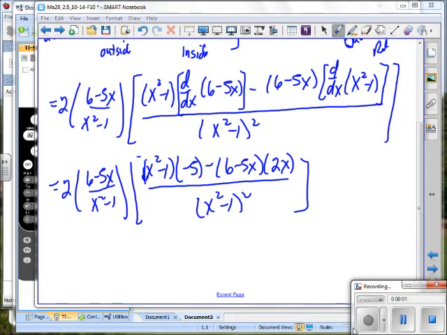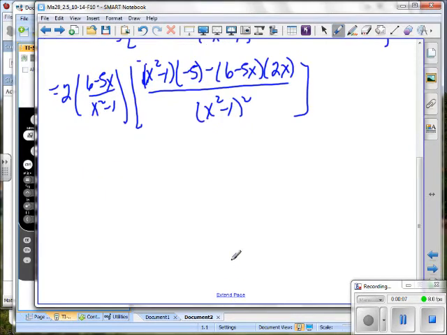Now owe me at least 2 algebra steps. We've shown the derivatives, we've taken all the derivatives, there are no more derivatives to take, but let's look at least 2 more algebra steps.